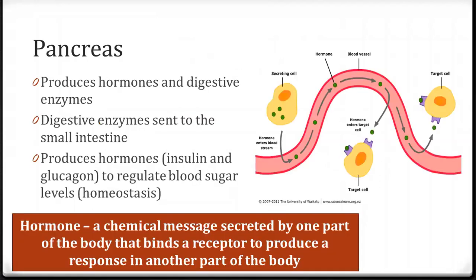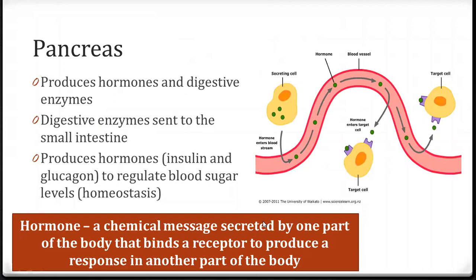All right, and then your pancreas. We'll talk more about it in the endocrine system too, but the pancreas produces hormones and digestive enzymes. These enzymes are sent to the small intestine, and it produces hormones, insulin and glucagon, to regulate blood sugar levels, to maintain your homeostasis.